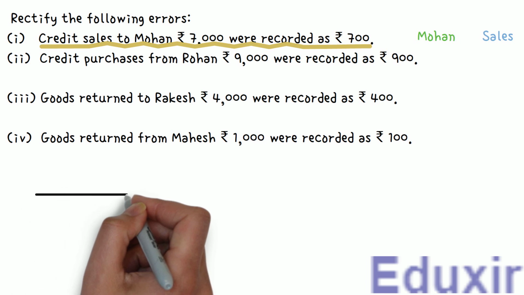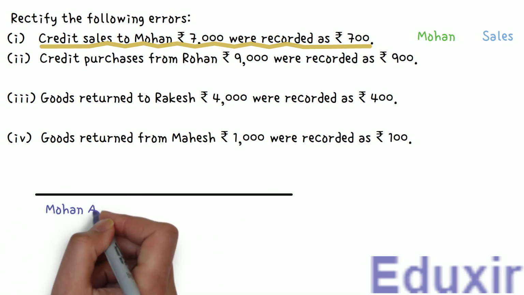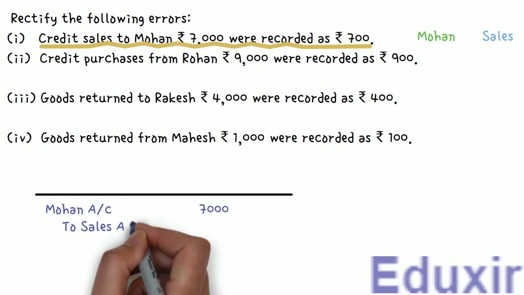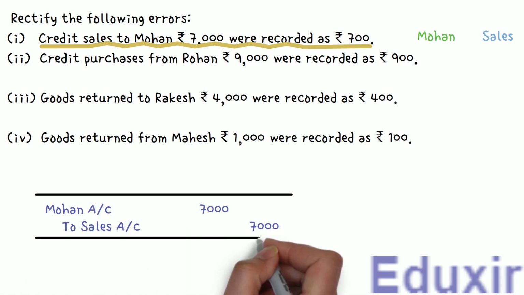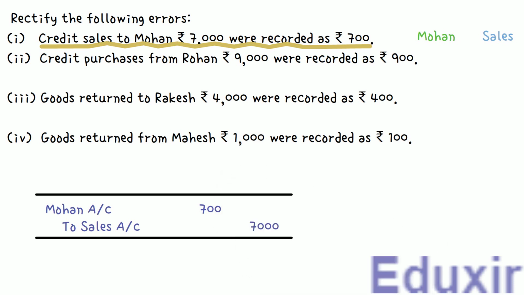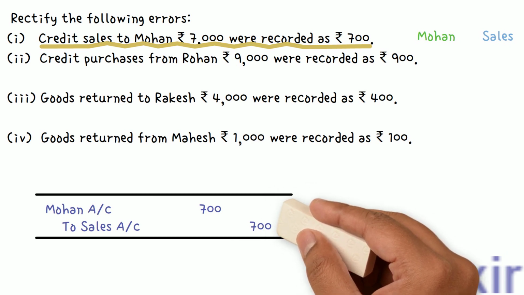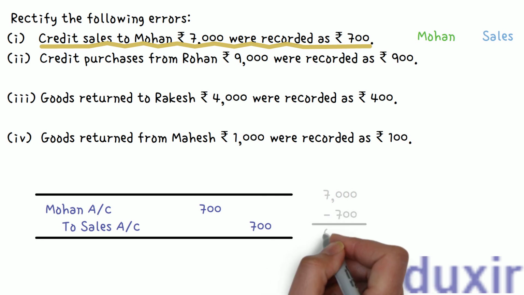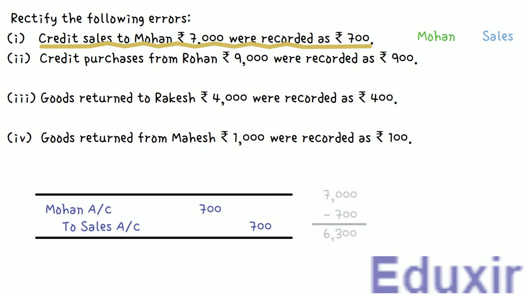So the correct entry should have been to debit Mohan's account with 7,000 rupees and to credit sales account with 7,000 rupees. But due to the error of commission, Mohan's account was debited with only 700 rupees and the sales account was credited with only 700 rupees. From 7,000 rupees, if you subtract 700 rupees, we get 6,300 rupees. So, to rectify this error, we should debit Mohan's account with an additional 6,300 rupees and credit the sales account with an additional 6,300 rupees.